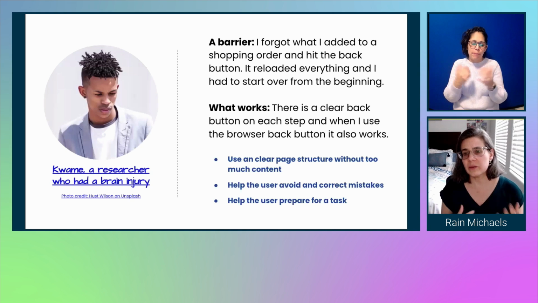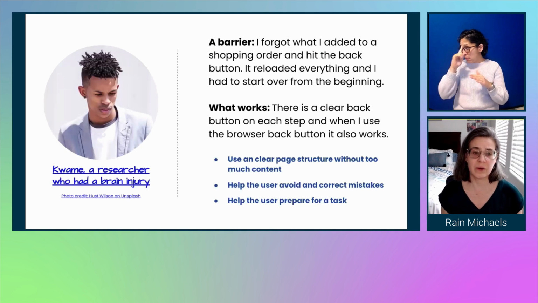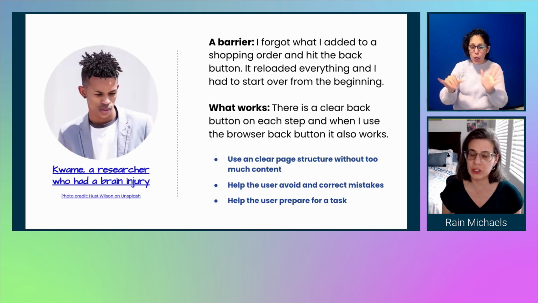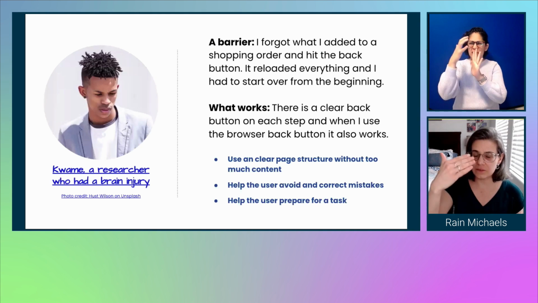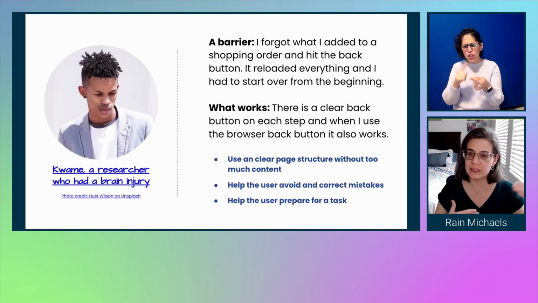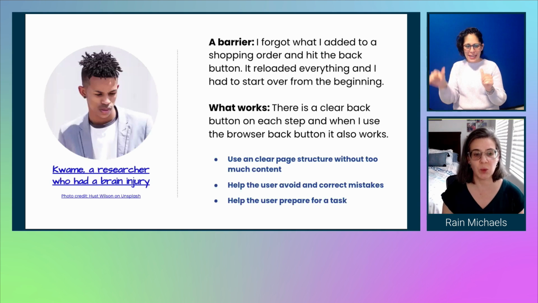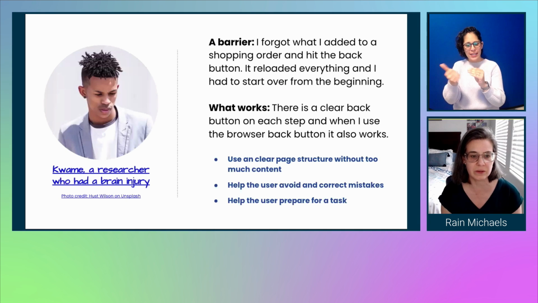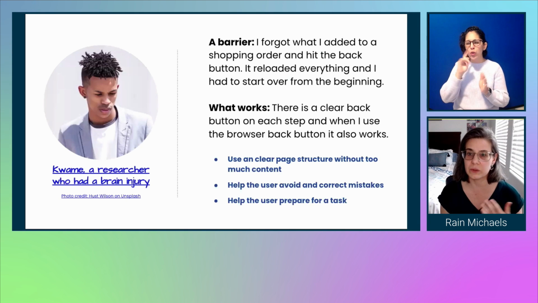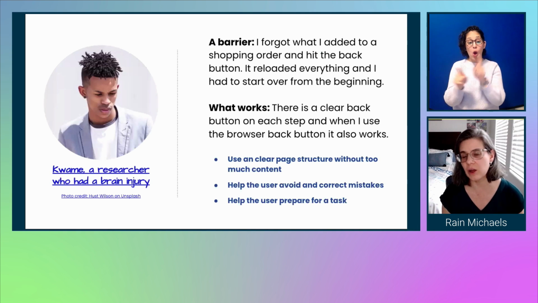Other things that we might think about in terms of supporting Kwame might include using clear page structure without too much content, so that it's easy for him to refer back to something if he needs a kind of memory check. We might also be able to help him avoid and correct mistakes. There are some patterns that we'll talk about shortly to support that. And then also helping Kwame prepare for the task ahead of time.